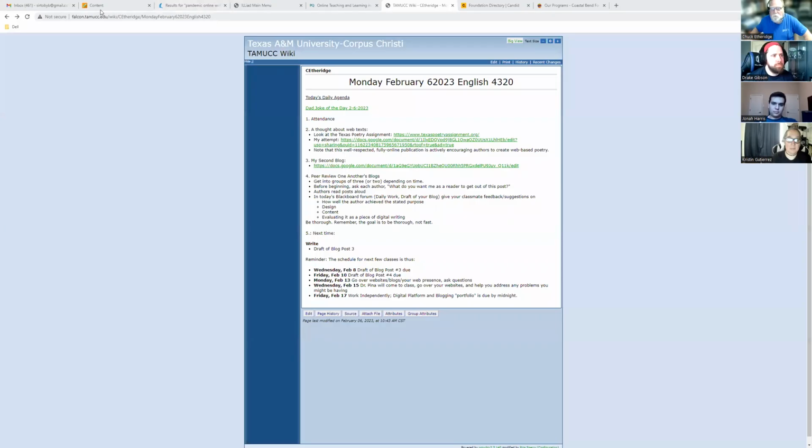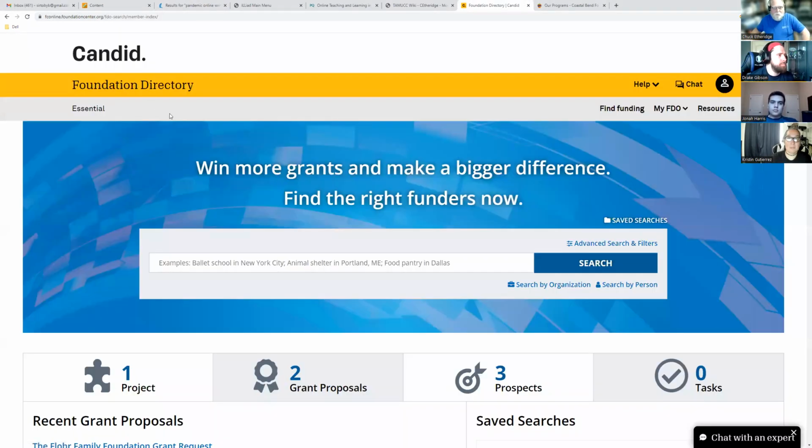And can you see? Oh, wow. Are you all seeing Foundation Directory Online? Yes, everybody's seeing that. Okay. Because I've got three screens, so I'm not always sure what you're going to see as well.